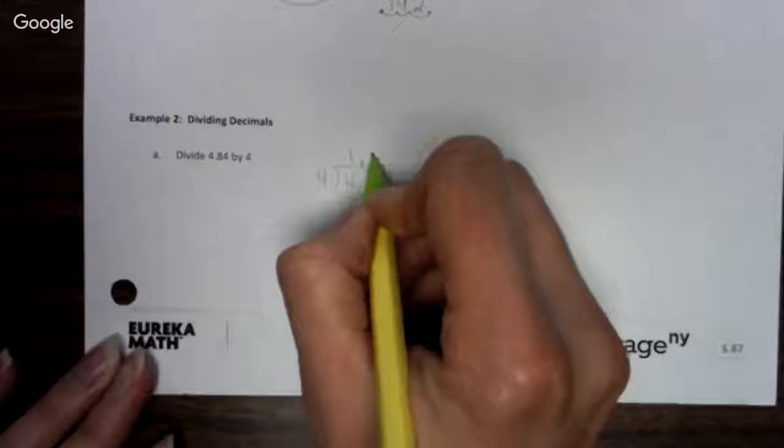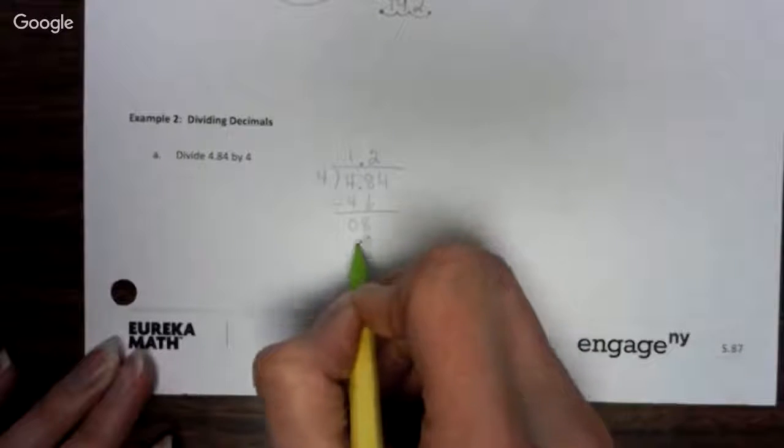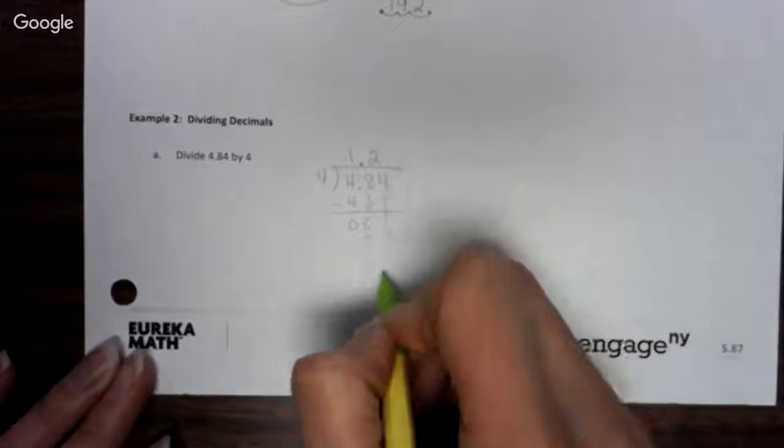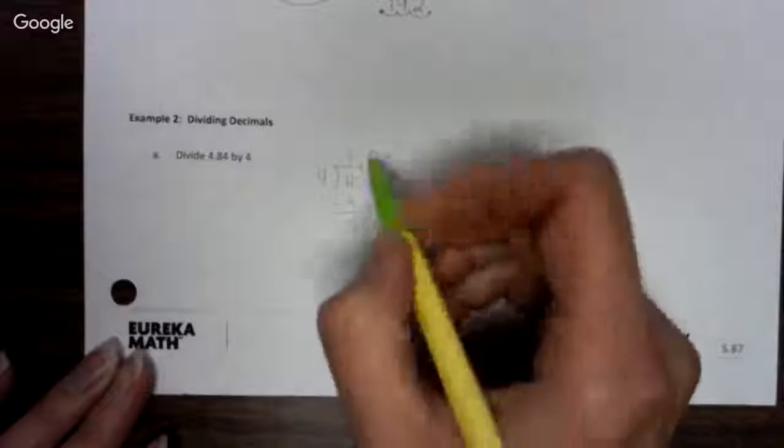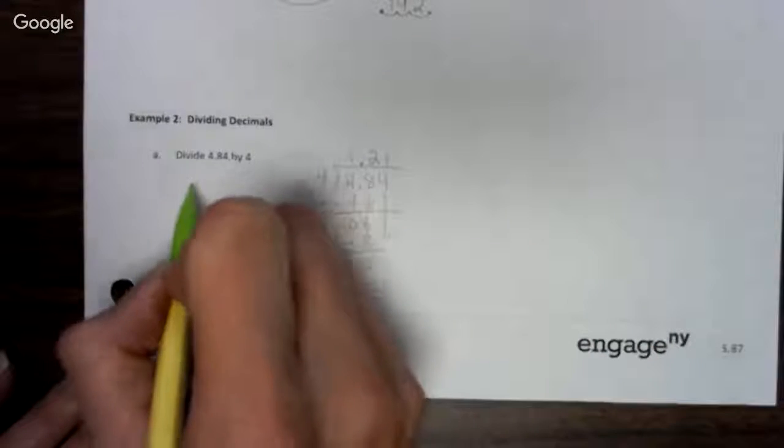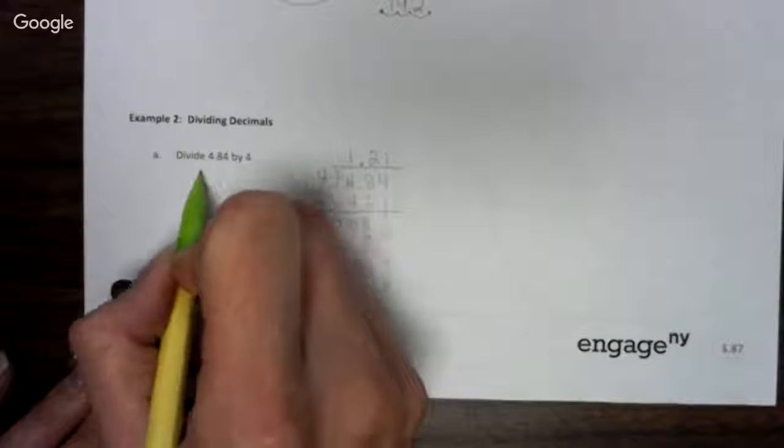4 goes into 8 twice. You get 0, bring down the 4. 4 goes into 4 once, and that should be it. Now just remember to bring your decimal point straight up. So our answer to this would be 1.21.